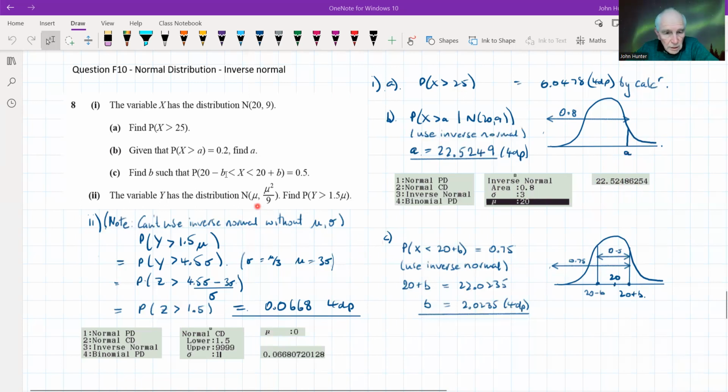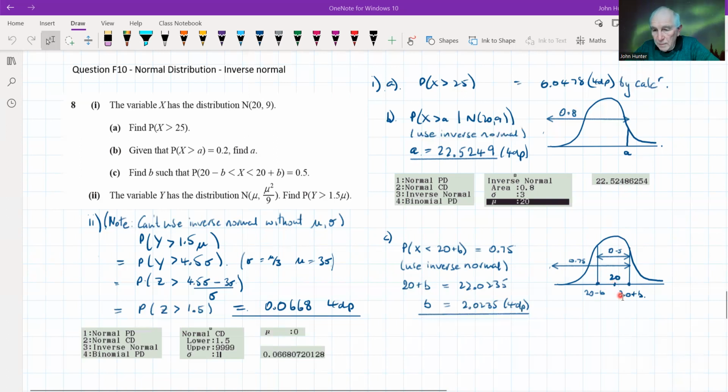This next one is similar, but slightly more involved. Find b such that the probability that x lies between 20 plus b and 20 minus b equals 0.5. Well, this is just exercising how we can flex the normal distribution, and I suppose it's testing our knowledge of the fact that, of course, it's symmetrical. So the area between 20 and 20 plus b is going to be equal to the area under the curve between 20 minus b and 20.